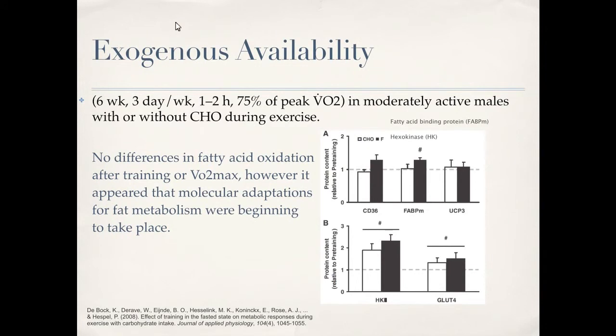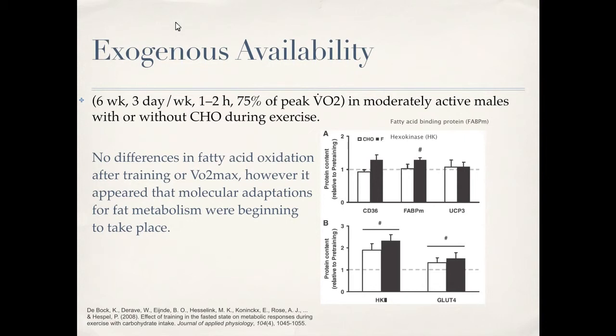Now, the next question is, what about exogenous availability? How does that impact adaptation? Well, we have a study here where they had 6 weeks, 3 days per week, 1 to 2 hours at 75% of peak VO2. These were moderately active males with or without carbohydrates. Now, here's the thing that I want to point out. There were no differences in fatty acid oxidation after training or VO2 max. However, it appeared that the onset of molecular adaptations for fat metabolism were beginning to take place.